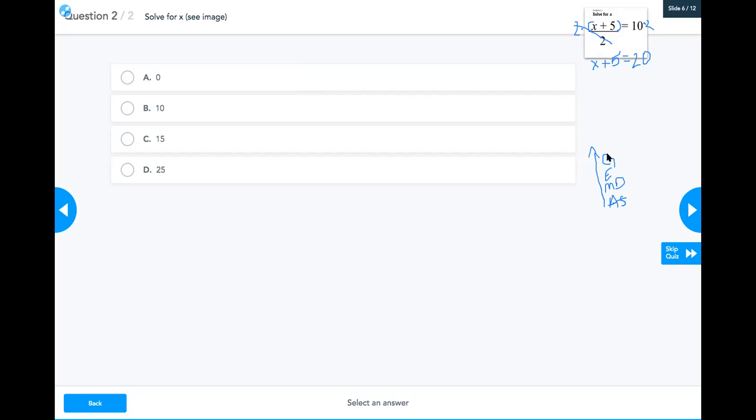Miss Johnson, I can't see the problem. Oh, you can't see the problem? No. Oh. Let me try writing it somewhere else. Can you see this? Yeah. Okay.